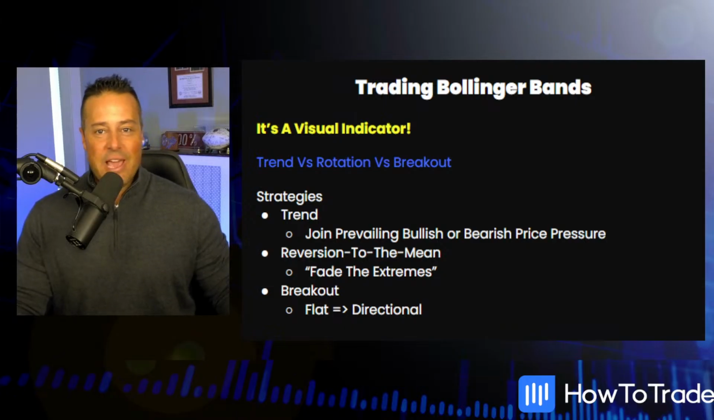It's a visual indicator. Remember, Bollinger Bands are visual. It gets us up and running fast. We look at it immediately. We know exactly what's going on in the market. That's why I use them. Trend versus rotation versus breakout.